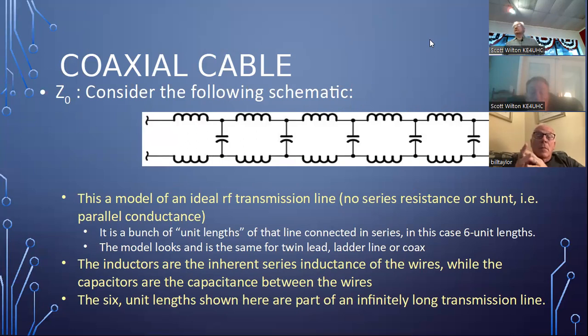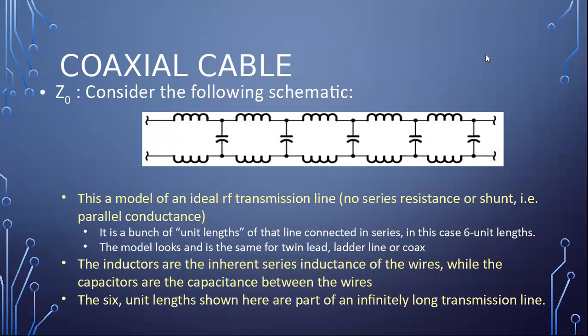So let's consider the schematic up there. This is a circuit model of any kind of transmission line. Twin lead, coax, it would look the same. Basically, it's a bunch of unit lengths. We always like to talk about unit lengths and their inductance and their capacitance. When you go to a coaxial cable specification table, you'll see it has so many picofarads per foot of capacitance, and so many millihenries or microhenries of inductance per foot. Each of those sections there, and I'll have another drawing to show these unit lengths.